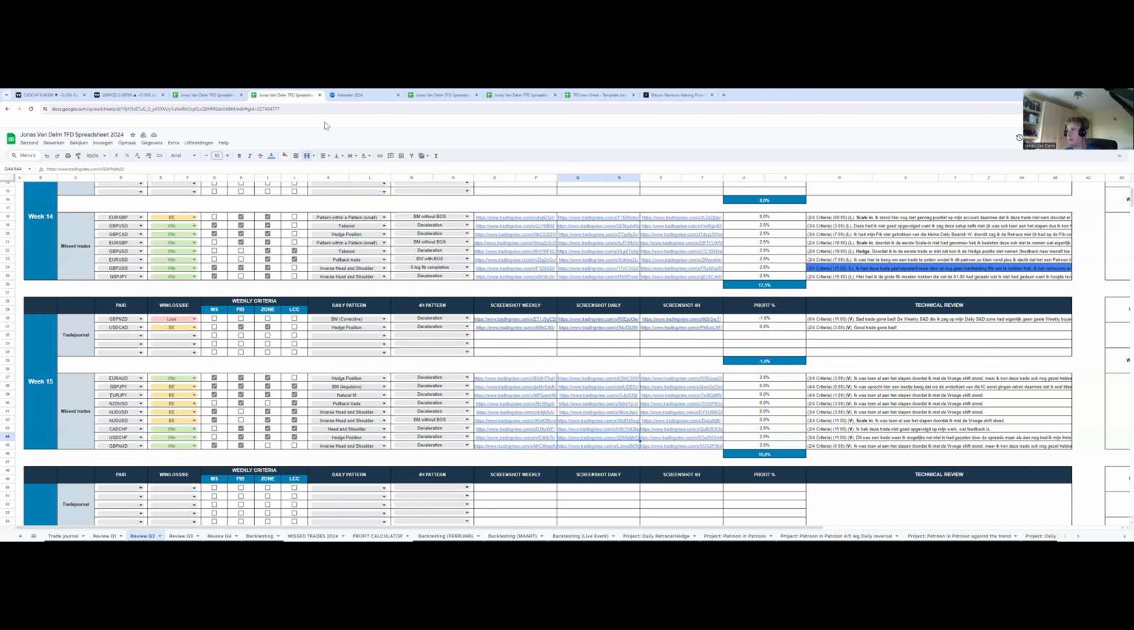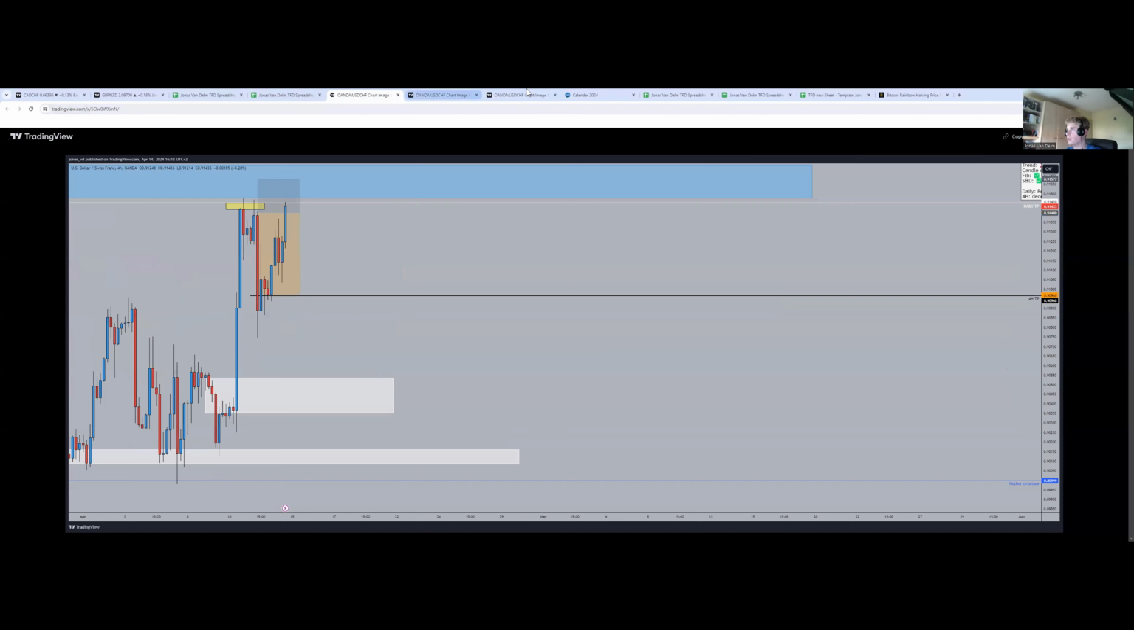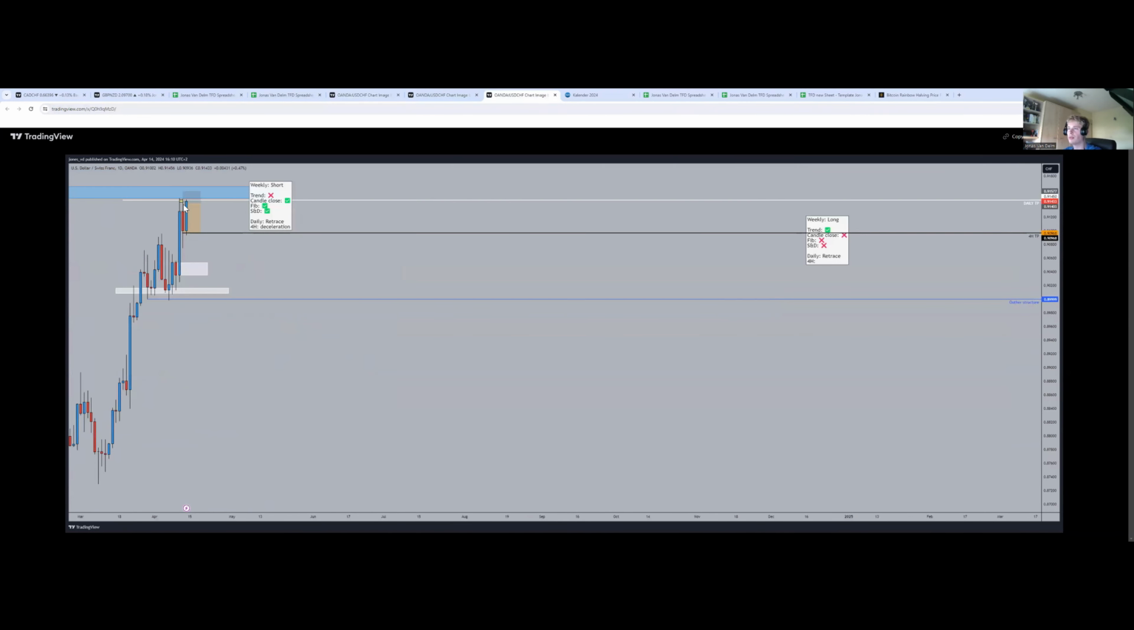USD/CHF on the daily, weekly, and 4 hour. This was actually potentially a trade that you couldn't be in. So if you were well off, then you could be in straight because it's a retrace trade.